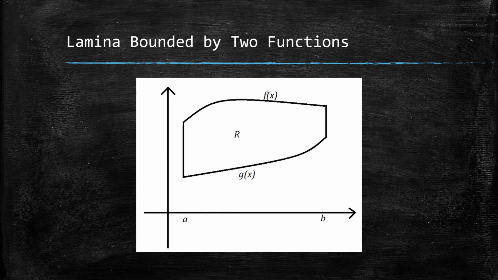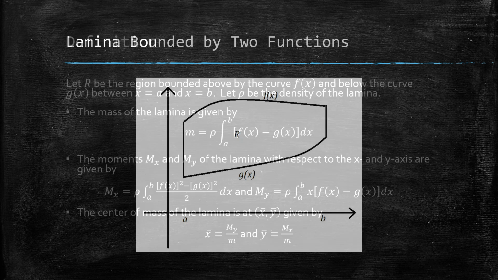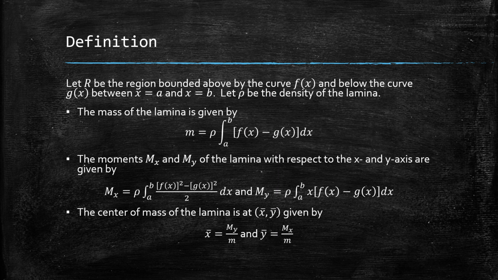Now we could take that even further by looking at a lamina bounded by two functions. Let's say it's bounded above by f of x and below by g of x. Then let R be that region bounded above by the curve f of x and below by the curve g of x between x equals a and x equals b. And let rho be the density of the lamina. The mass of the lamina is given by m equals rho times the integral from a to b of f of x minus g of x dx.